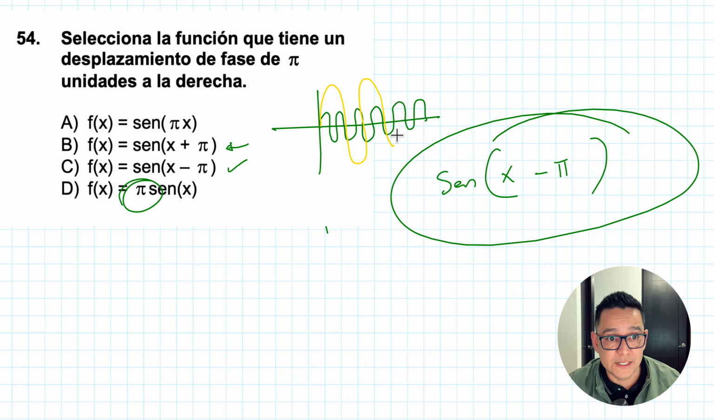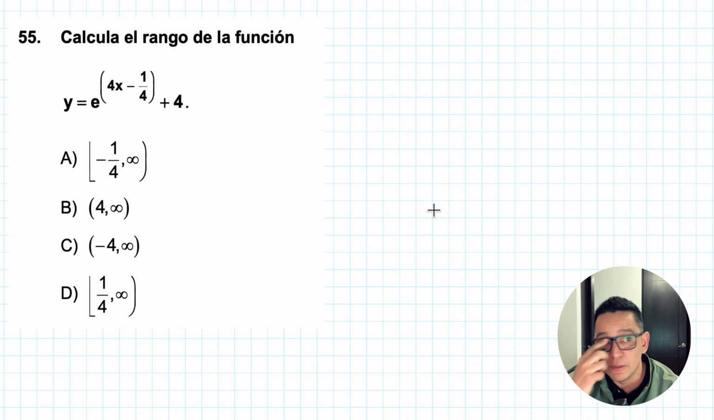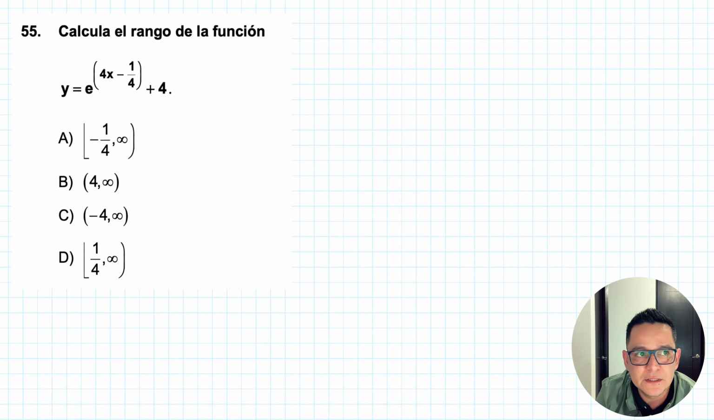And so, as you can see, each of these parameters, I'll call them that, affects the function in a different way. So, the one that shifts it to the right is definitely option C. Okay? I mean, where I'm subtracting inside the parenthesis. All right, let's move on to exercise number 55, which is once again a function.